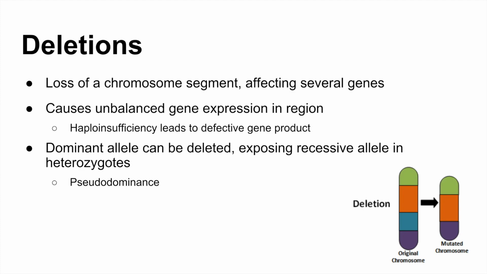In heterozygotes, if the dominant allele is deleted, the recessive allele would be exposed. So you'd get pseudodominance, which is when a recessive phenotype results in heterozygotes, although a dominant phenotype should have resulted. This can be due to a heterozygous organism having an intact recessive gene on one chromosome and a deletion of the dominant gene on the corresponding part of the homologous chromosome.